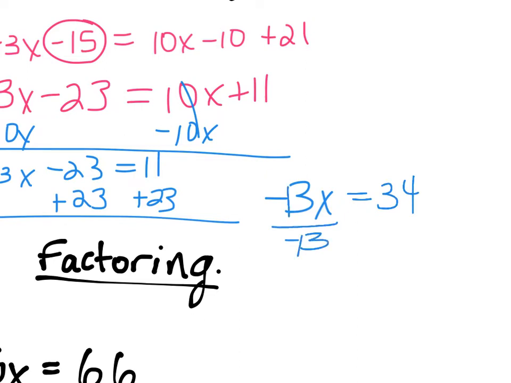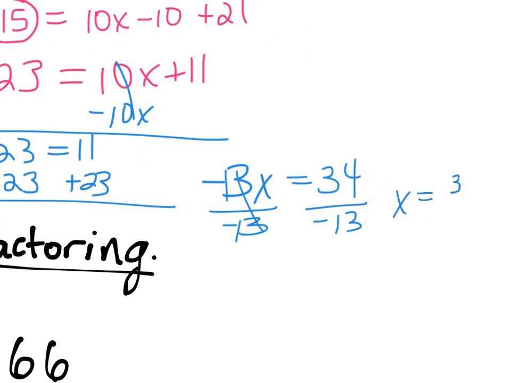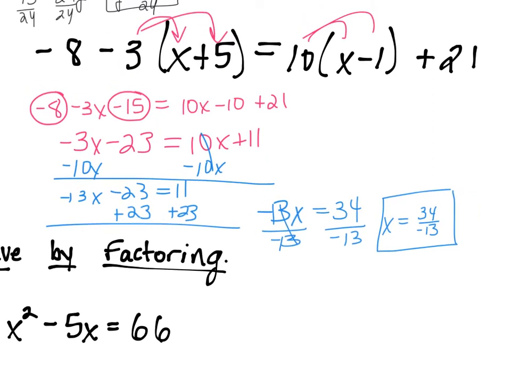I mean, yeah, you're right. Divide by negative 13. So x equals 34 over negative 13. You can put the negative anywhere. Can I simplify that at all? No. Guys, it's okay to get a gross fraction. It will probably happen. Don't worry about it.